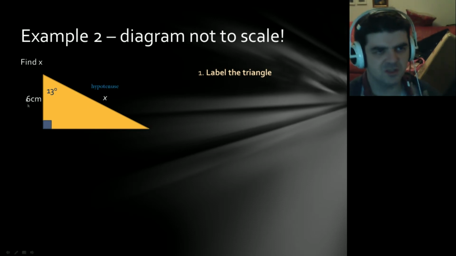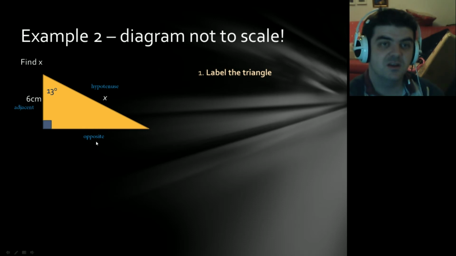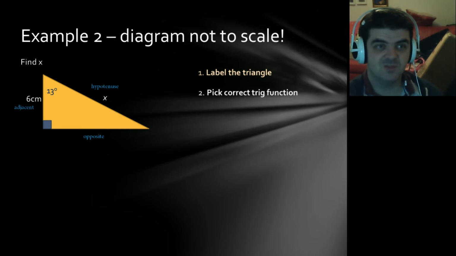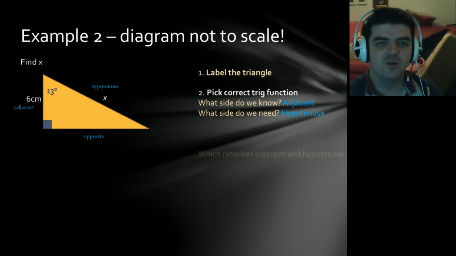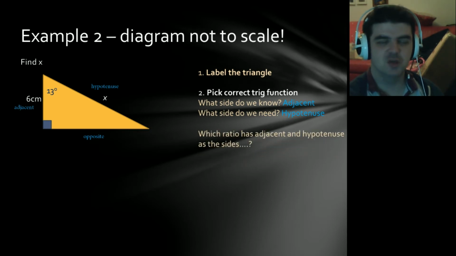The one touching the one on the left here is the adjacent, and the opposite is the one facing the angle there, so it's labelled correctly. Second bit is we are going to pick the correct trig function. So what side do we know? We know the adjacent. What side do we want to know, or do we need, is the hypotenuse. Which ratio has adjacent and the hypotenuse as the sides?